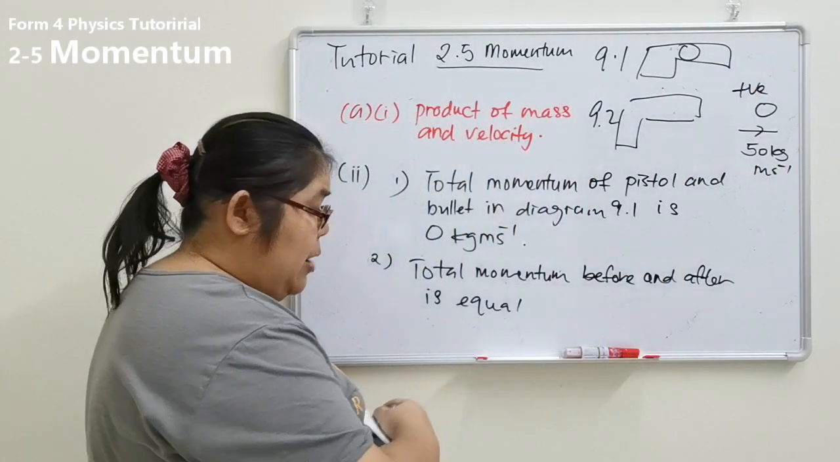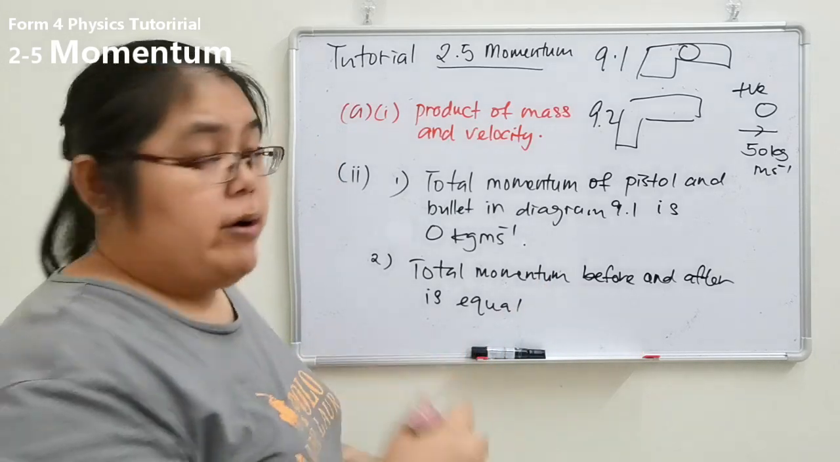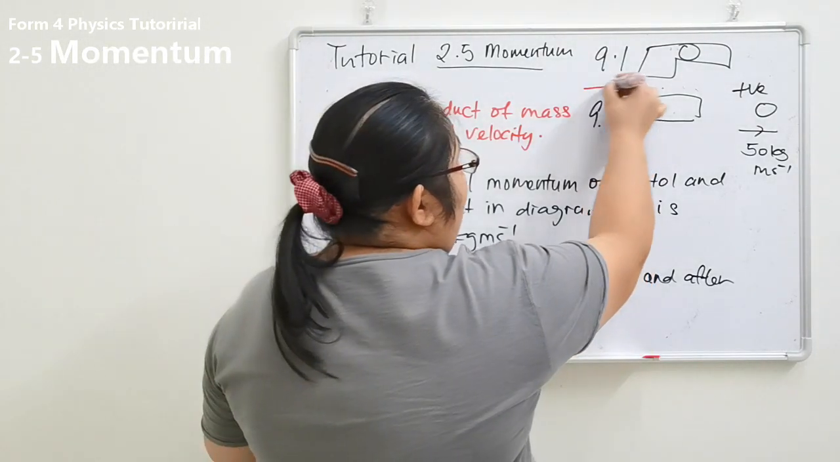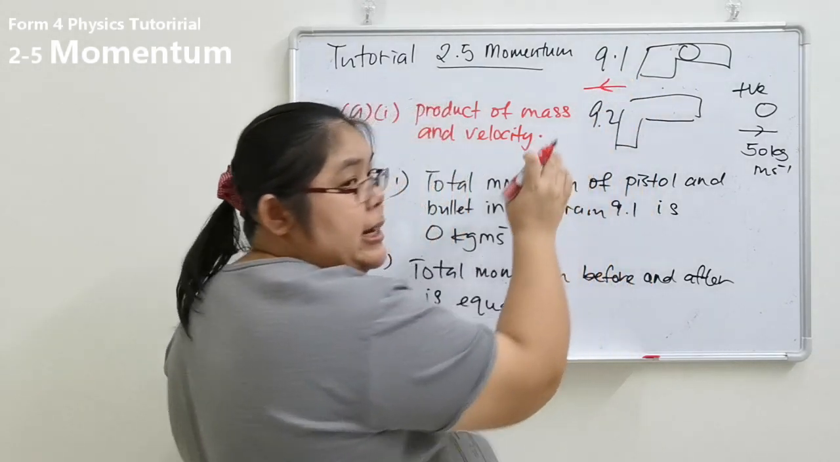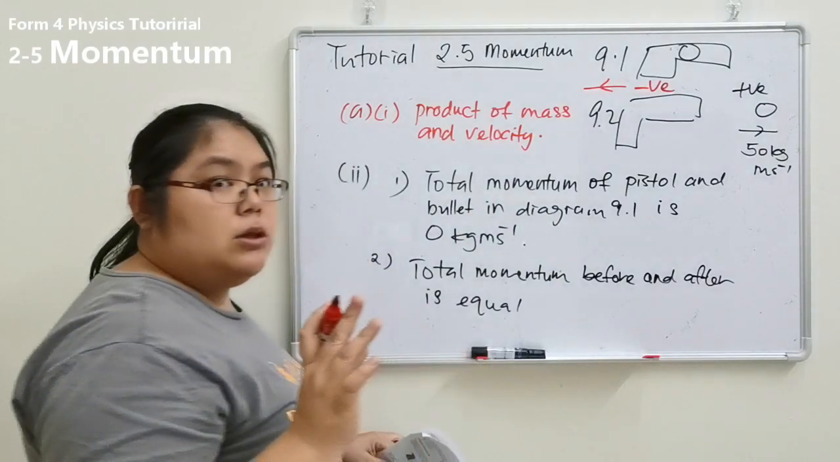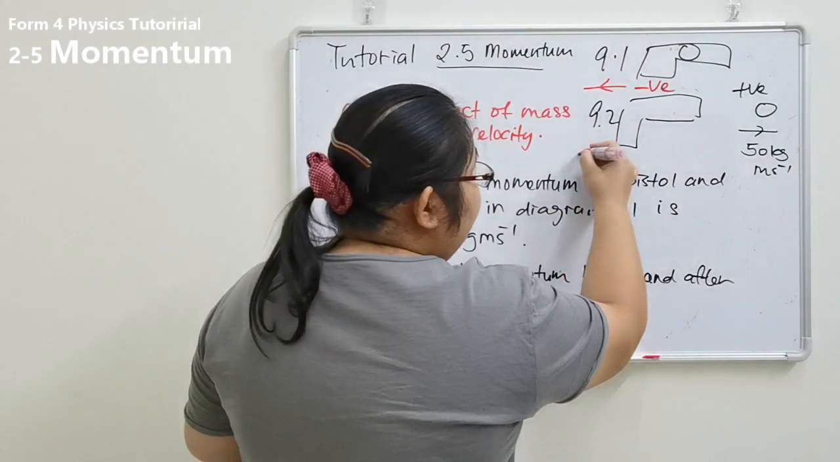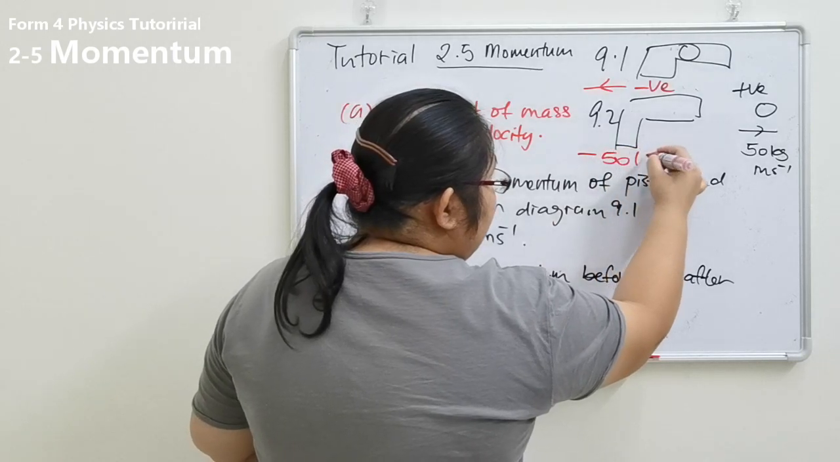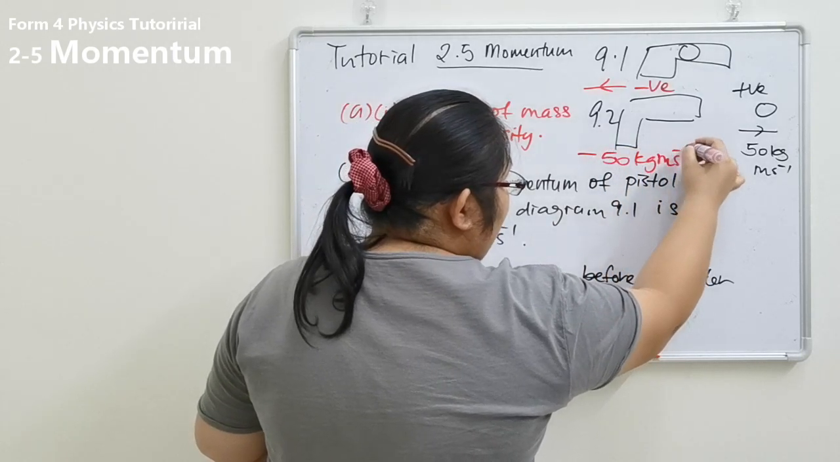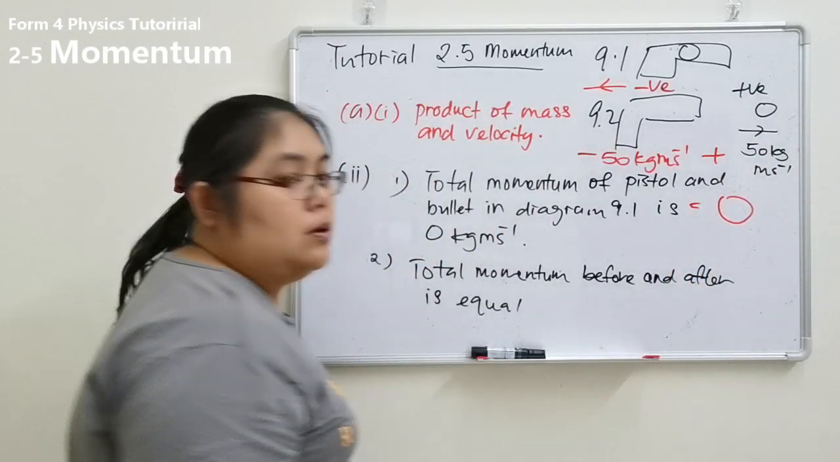So what do you think about the pistol? The pistol, sure, will recoil. When it recoils, sure this one is the negative part. So the total must be equal to 0. Total momentum becomes 0. So this one must be negative 50 kg m s^-1. When we add together, your answer is 0.